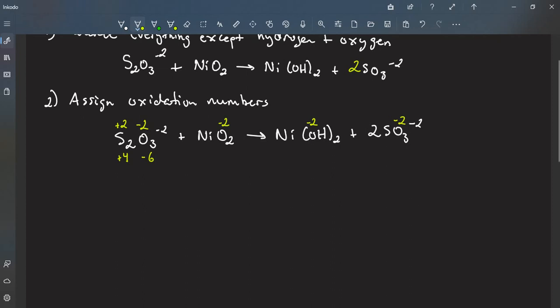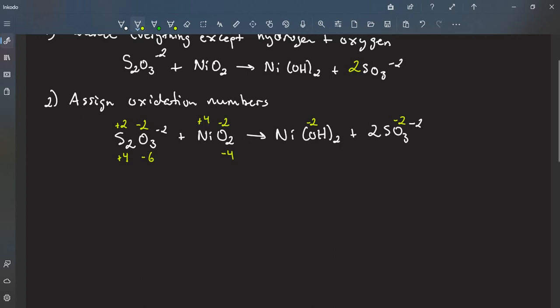Let's continue. Moving from left to right, we are at NiO2, and each of these oxygens again contributes -2 for a total contribution of -4. Notice there is no charge here. It's a 0 charge on NiO2. So nickel should balance out this -4 completely, and the only way to do that is to give it a +4 charge, so that is the oxidation number for nickel.